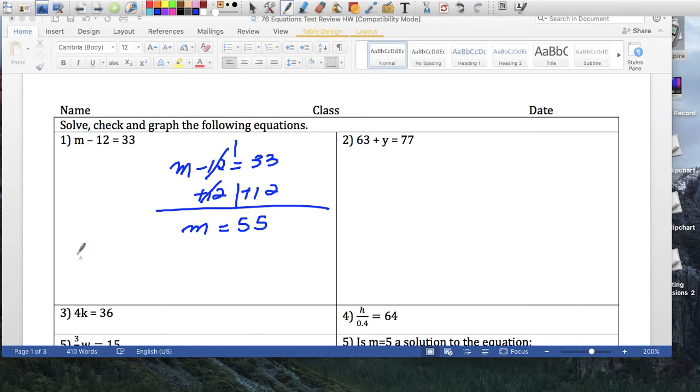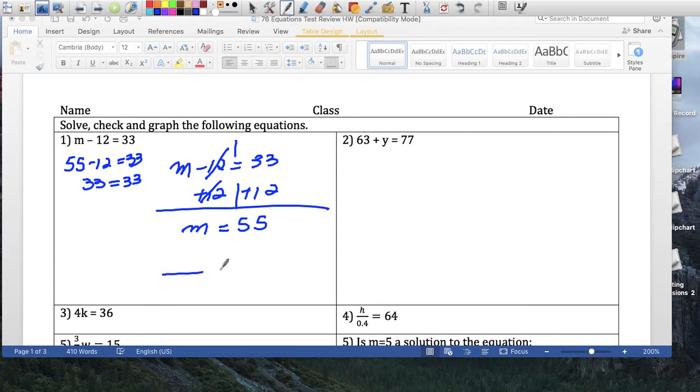Do our check. So our check we're going to do, right? N minus 12 is going to be 33. I'm going to substitute. I'm going to do 45 minus 12 equals 33. And 45 minus 12 is indeed 33, equals 33.